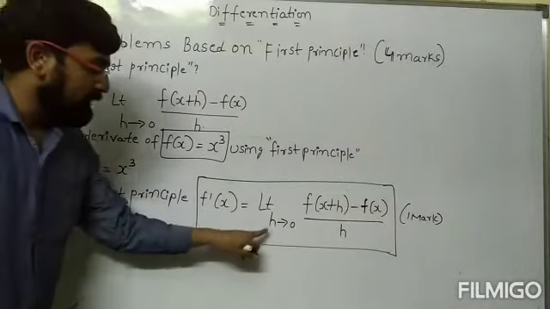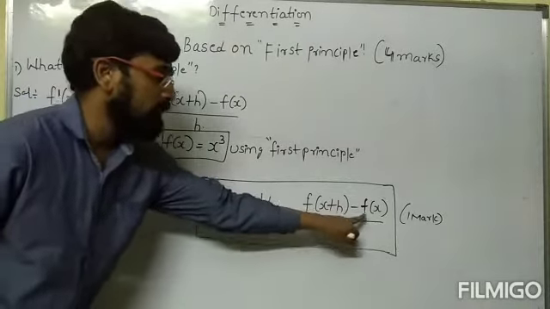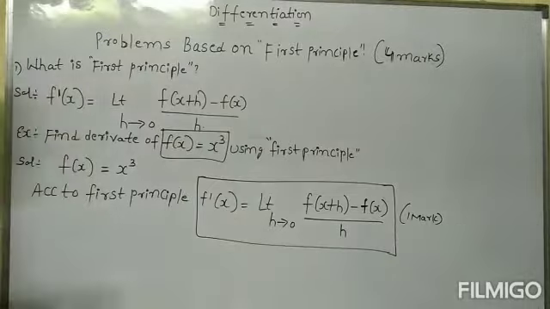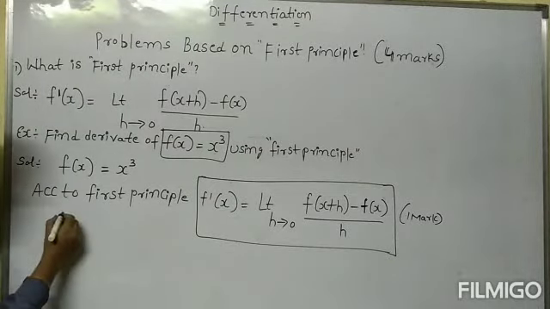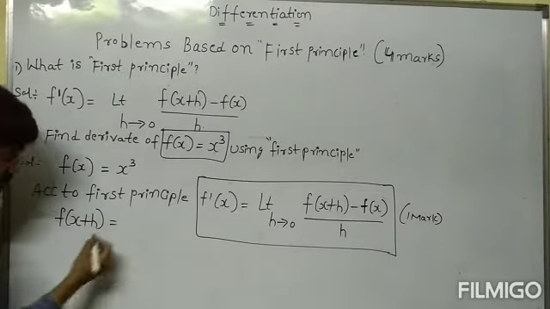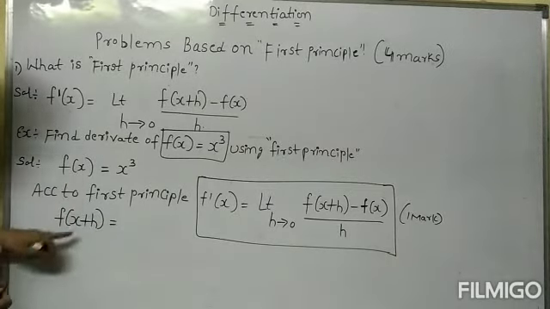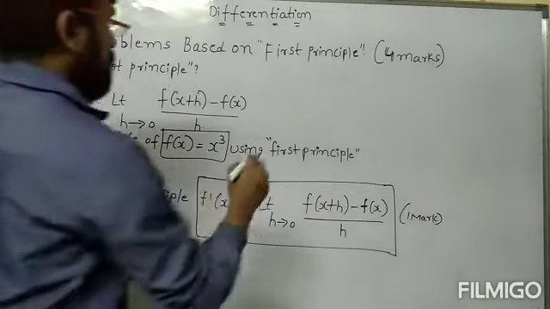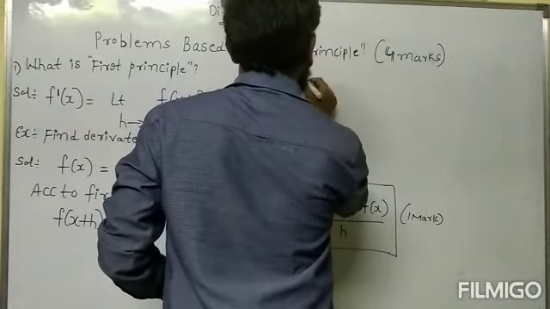F dash of x equals to limit h tends to 0, f of x plus h minus f of x by h. So f of x plus h, and we are writing here as a note.